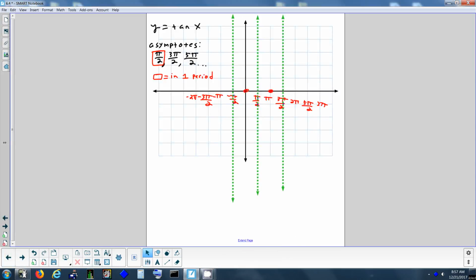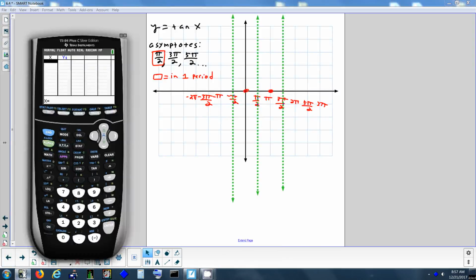Now, let's go with the first 2 dotted lines. I'm going to pick a number just a little smaller than pi over 2 and a little bigger than negative pi over 2, and see what happens. So let's take negative pi over 2, and I want to go just a little bit bigger. So I'll just put plus 0.01. When I do that, I get a y value of negative 100. So it's way down.